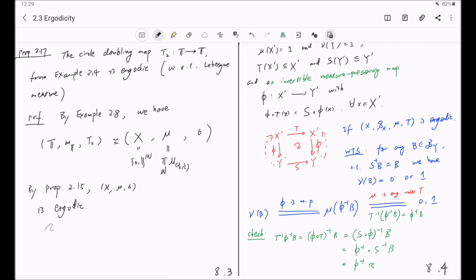So finally we proved that this circle doubling map is ergodic. That finishes this proposition as well as this section 2.3.